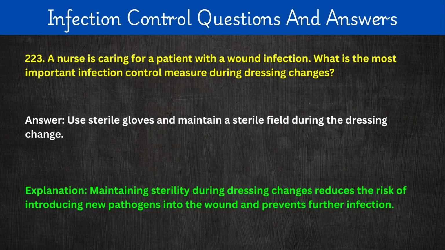223. A nurse is caring for a patient with a wound infection. What is the most important infection control measure during dressing changes? Answer. Use sterile gloves and maintain a sterile field during the dressing change. Explanation. Maintaining sterility during dressing changes reduces the risk of introducing new pathogens into the wound and prevents further infection.